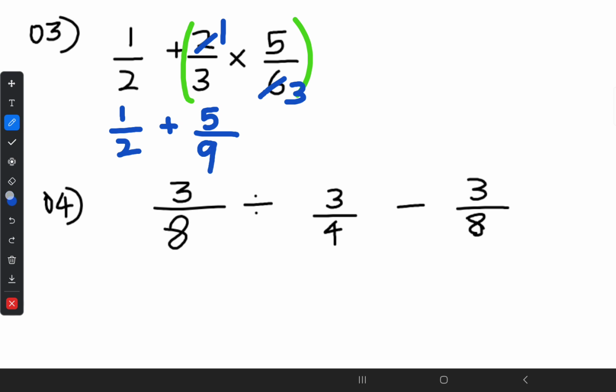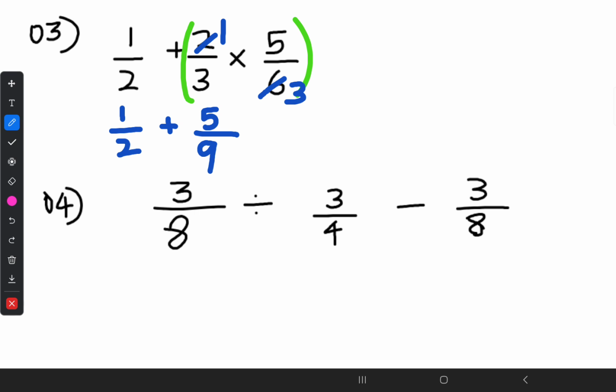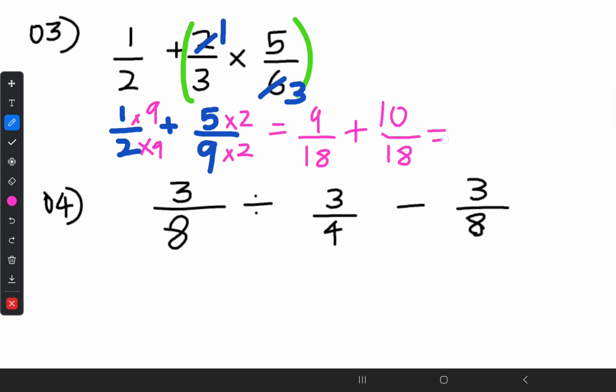In these two, the denominators are not the same. You know that if there are two fractions with different denominators while adding or subtracting, you should multiply the first fraction by the next denominator and the next fraction by the first denominator. So it will become 9 upon 18 plus 10 upon 18. When we add, it will become 19 upon 18.